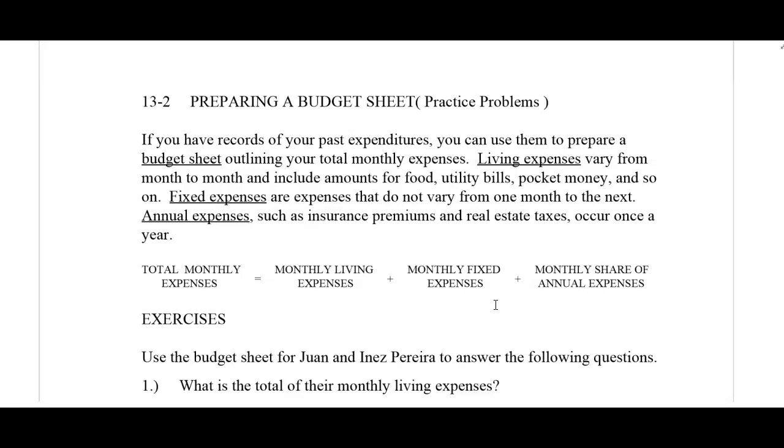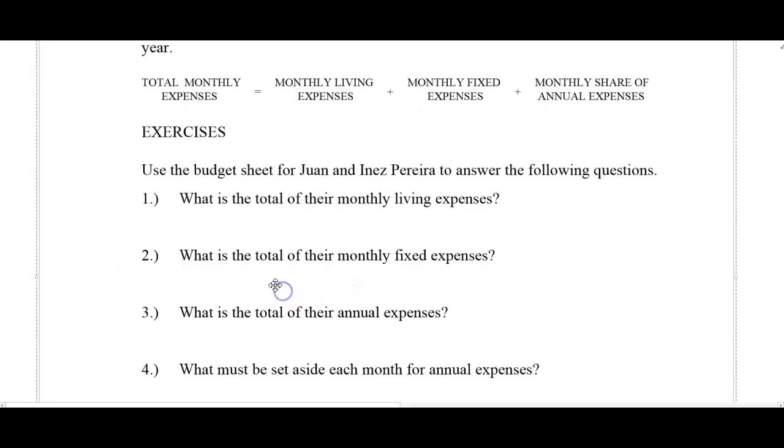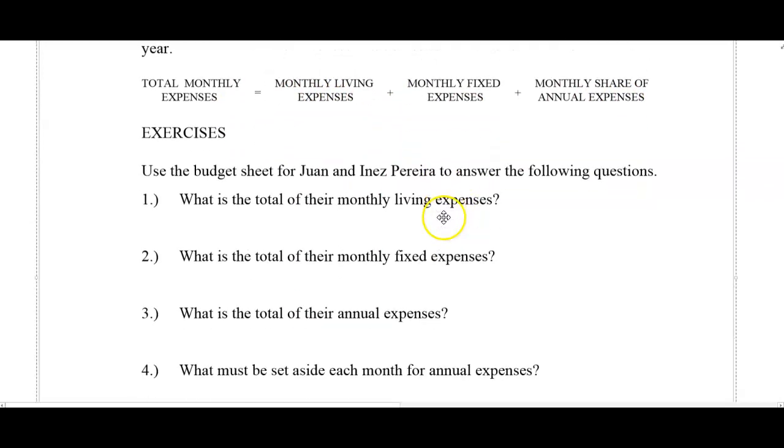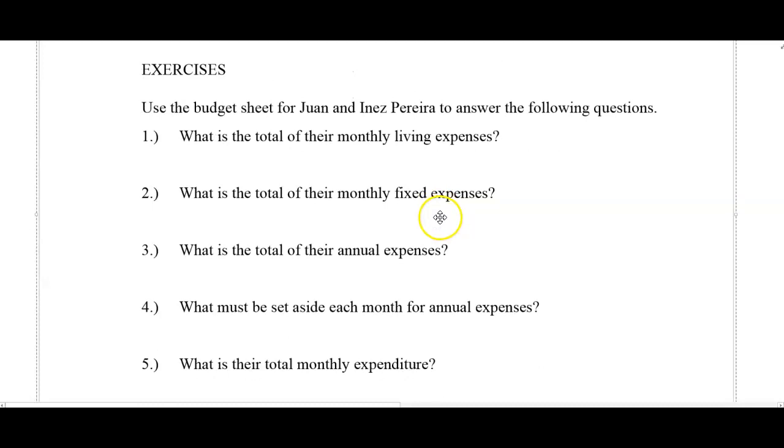Then you have your annual expenses, which is insurance, real estate taxes. And then we break those up by a monthly basis. So your total monthly expenses, you're going to basically take your living expenses, your fixed expenses, and your annual expenses, and add them all up. And then eventually we'll break it down to a total monthly expenditure by dividing by 12.